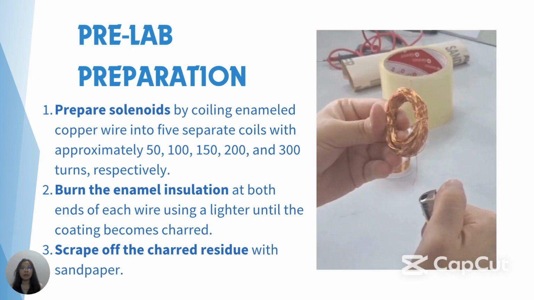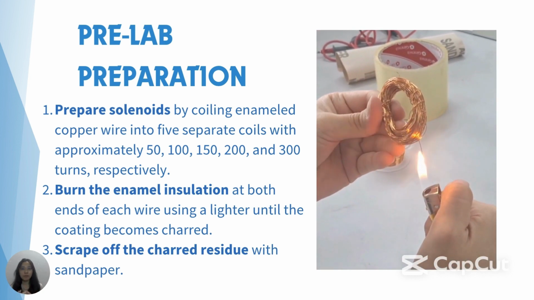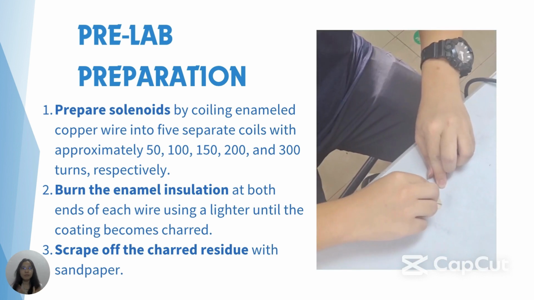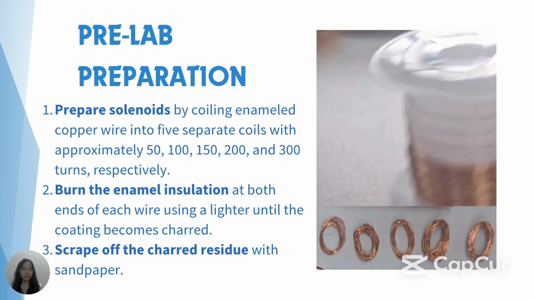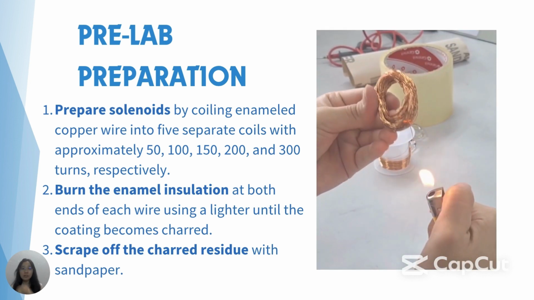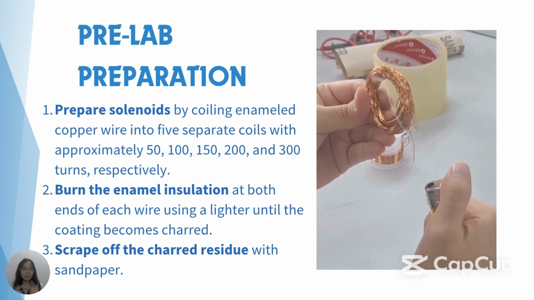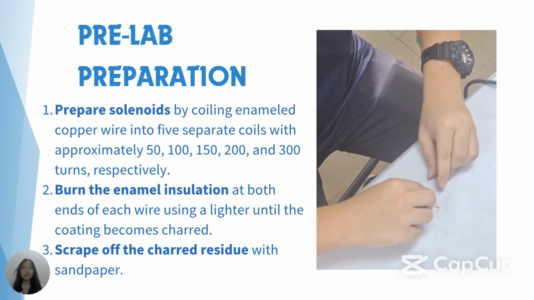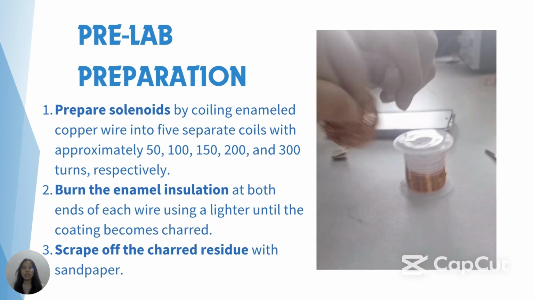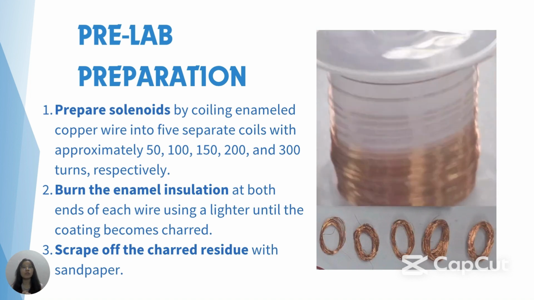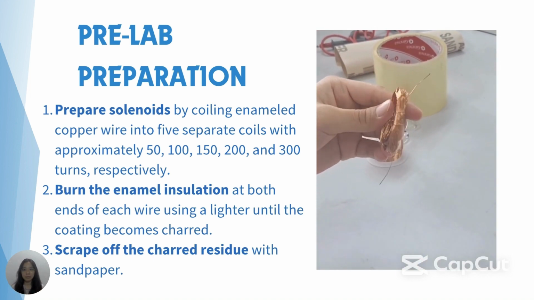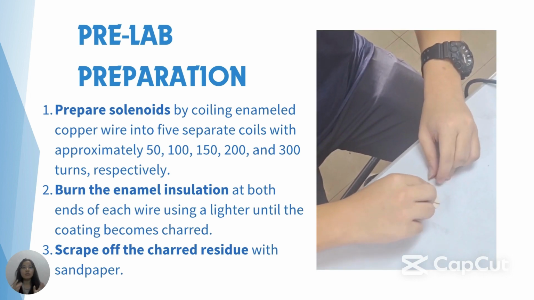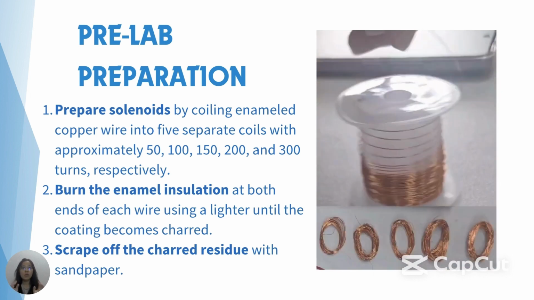Before the experiment, we carried out some pre-lab preparation. First, we prepared solenoids with different numbers of turns, specifically 50, 100, 150, 200, and 300 turns, by coiling the enamel copper wire. Then, we burned the enamel insulation at both ends of each wire using a lighter, and scraped off the char residue with sandpaper. These steps were done to ensure that the wire ends were conductive.